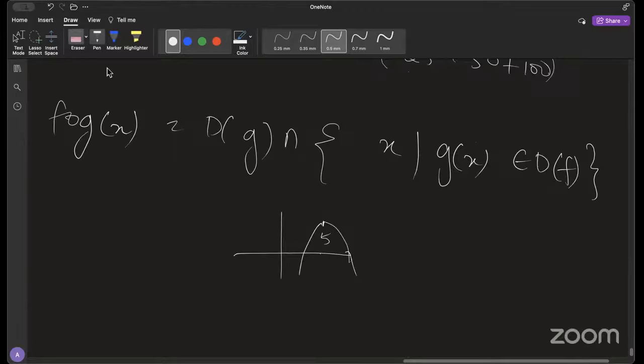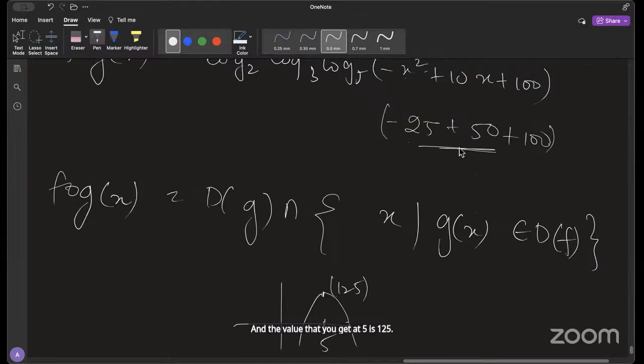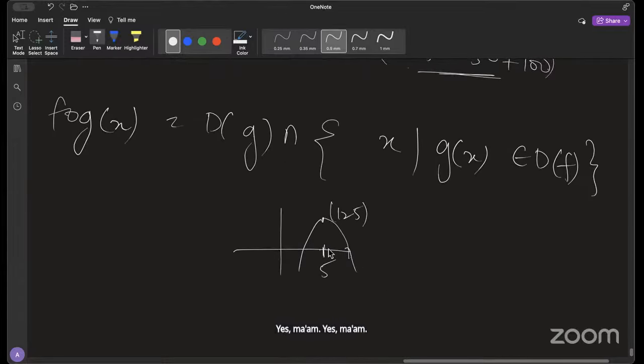This point is 5, right? And the value that you get at 5 is 125. Yes, ma'am. You're saying only this part should be in the domain, is it?